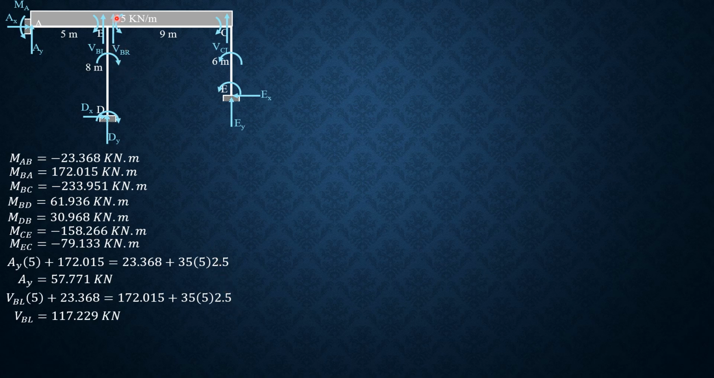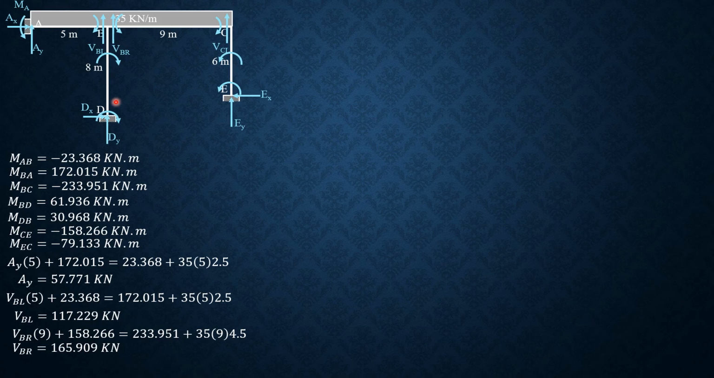Next is shear at B just to the right, to solve for DY. Considering BC, shear at B just to the right times 9 plus moment CB, which is 158.266, equals moment BC, which is 233.951, plus moment of the load, 35 times 9 times 4.5. So shear at B just to the right is equal to 165.909 kilonewtons.